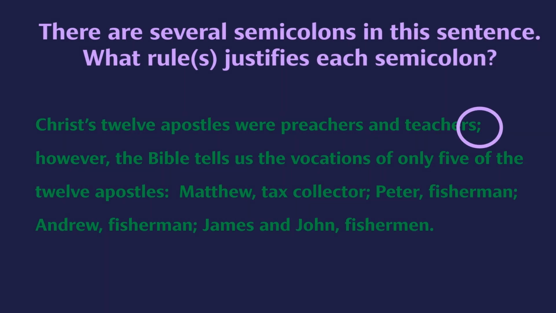This first semicolon is here because we have 2 independent clauses joined by a conjunctive adverb. However, these last 2 semicolons are separating items in a 2-part series. We have the name and their profession. And of course, don't forget, this punctuation mark is a colon.